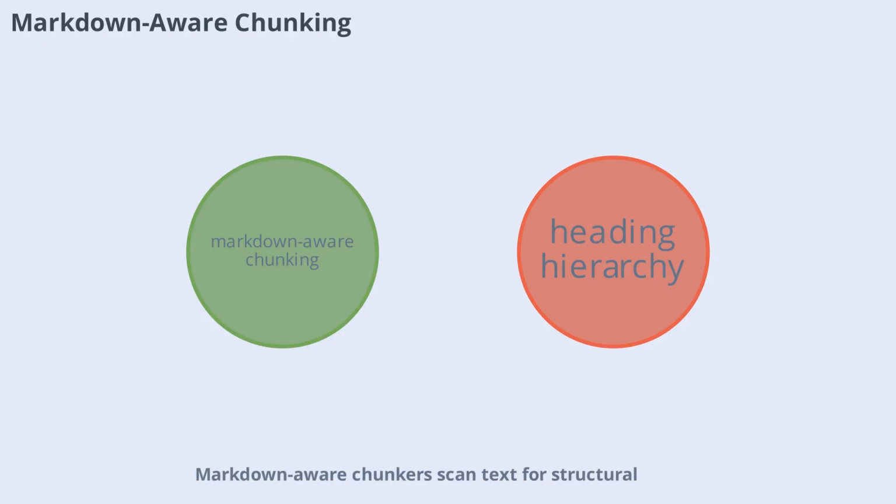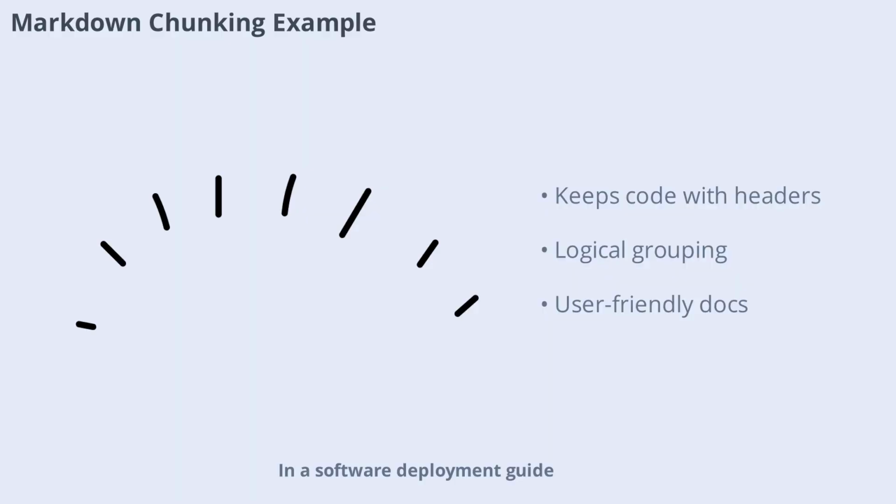Markdown-aware chunkers scan text for structural indicators like headers and code blocks. Instead of splitting at arbitrary points, they group content logically by heading hierarchy, ensuring that related information stays together. This is especially useful for technical guides and documentation. In a software deployment guide, a markdown chunker ensures that a code snippet block remains attached to the relevant header and bullet points. This keeps instructions and examples together, making the documentation easier to understand and use.